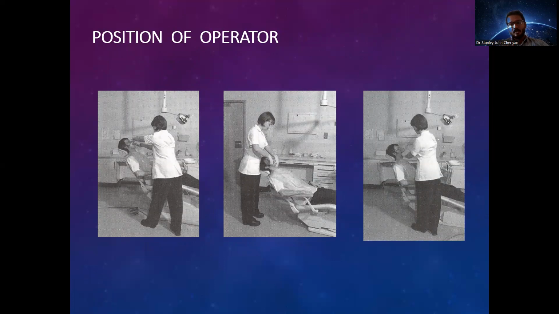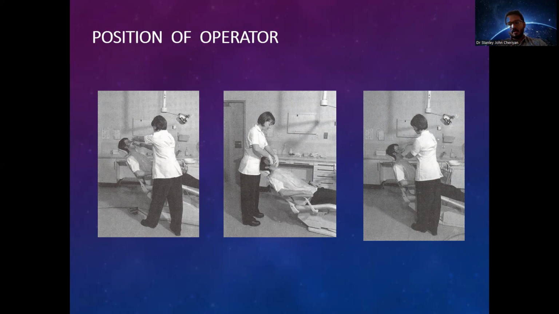So for the first, second, and third quadrant, you should stand in front of the patient at the 8 o'clock or 7 o'clock position. For the fourth quadrant, you should stand behind the patient, and the chair should be as low as possible, so as to see the arch from behind the patient. For an upper tooth extraction, the arch should be 8 millimeter above your elbow, and for your lower arch extraction, it should be at least 16 millimeter below your elbow.